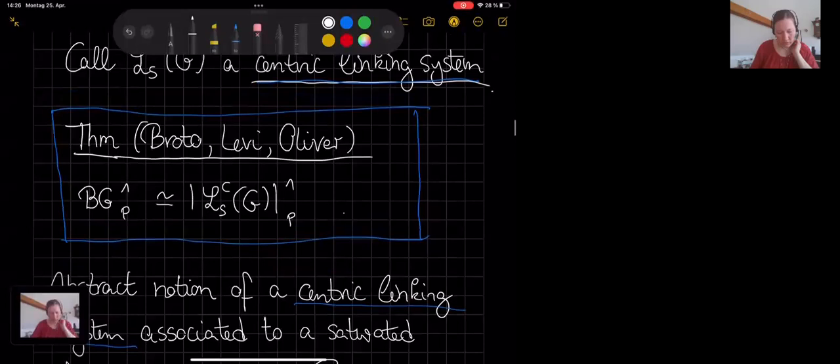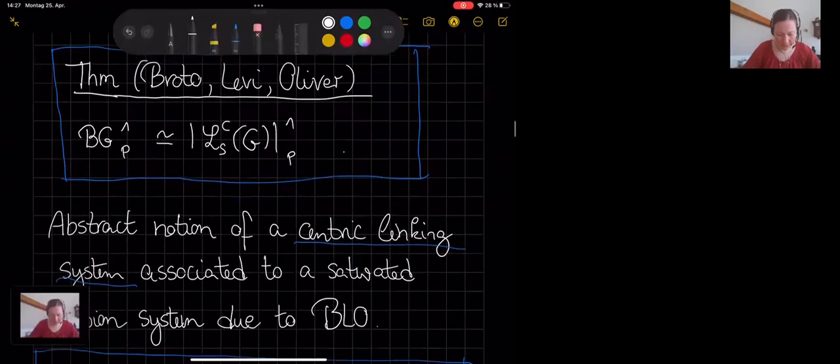So this means already that the classifying space, first of all, seems to be a global object. So BG, to form that, we would usually look at the entire group. But then we apply the P-completion. And then this says, if you look at the P-completed classifying space, we can actually describe it in terms of this kind of local category, this category LSC of G. So we have already boiled this down quite a bit.